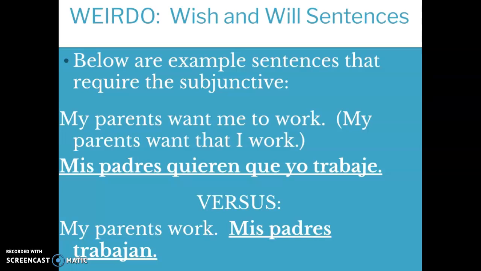So again, my parents want that I work, or my parents want me to work, is how we would say it in English. Now looking at a normal sentence in the present tense, you can see it says my parents work. We have one subject, one verb, there's no K in there, so that's just going to be the present tense.